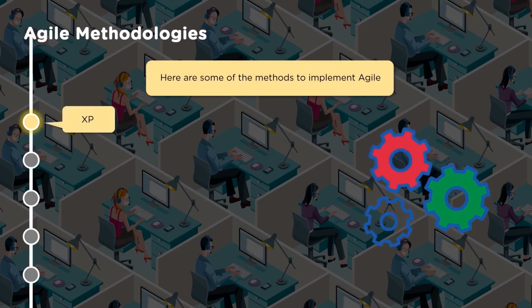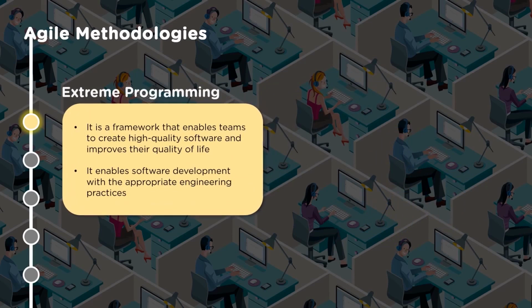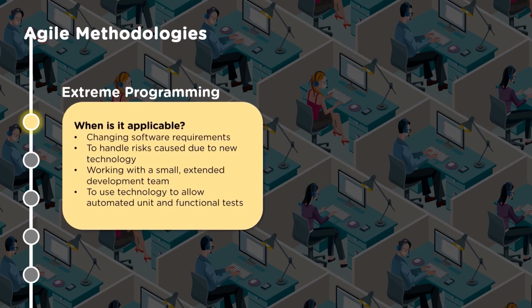The first one is XP, that is extreme programming. So this is the framework that enables teams to create high quality software and improves their quality of life. So it enables software development with appropriate engineering practices. And then when is it applicable? It is applicable to the scenario where software requirements are changing, to handle risks caused due to new technology, while working with a small extended development team, to use technology to allow automated unit and functional tests. So that is about extreme programming.